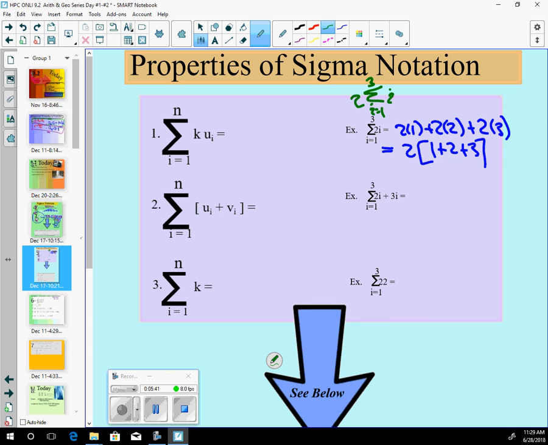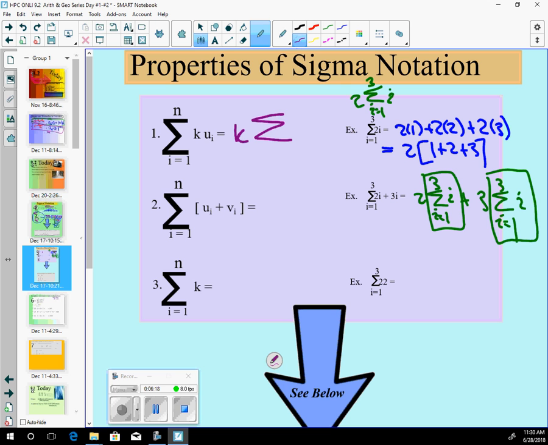Okay. You can break these up into 2 parts. I'm not going to do that, but you could. You could do this 2 times the sum as I goes from 1 to 3 of I, plus 3 times the sum as I goes from 1 to 3 of I. And of course, these are the same quantities, which is 6. So you could go 2 plus 3 is 5 times the 6, which will be 30. But you can break these up. So this one, I didn't finish this. So this is k times the sum as I goes from 1 to n of your formula.